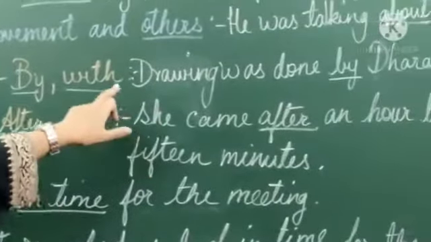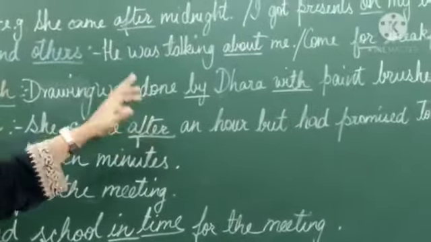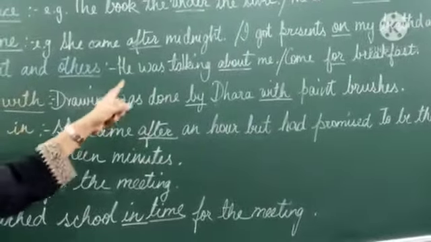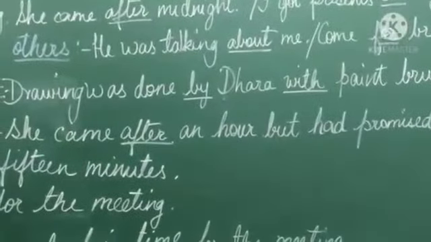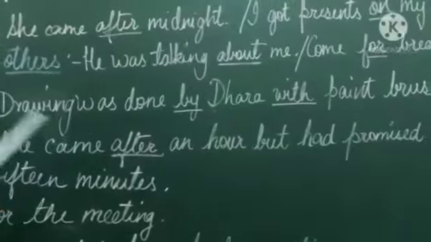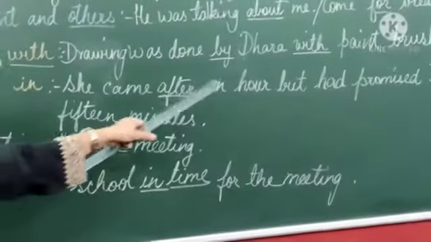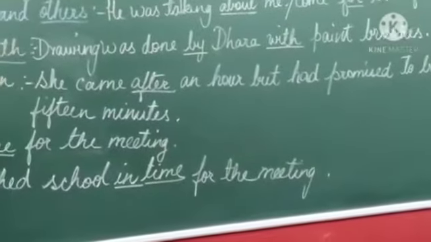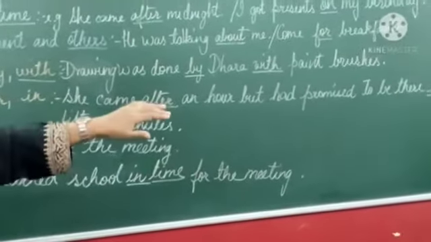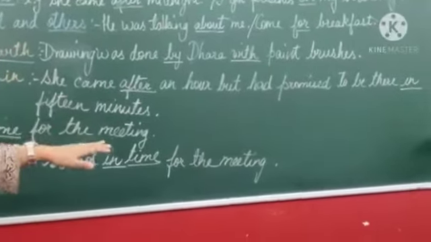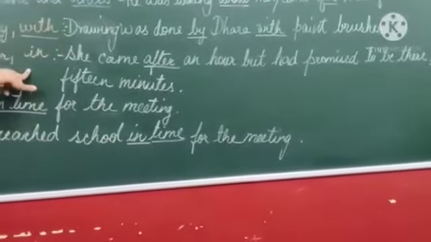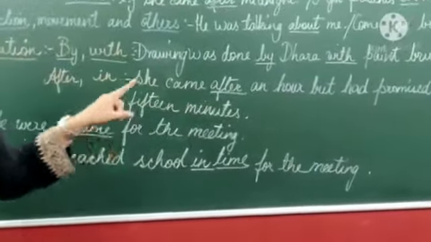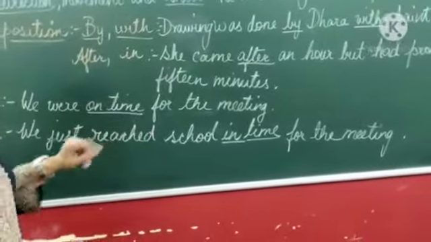Okay. Some are special prepositions when we have words by, with, after, in, and I have given you the examples. Drawing was done by Tara, with paint brushes. So by and with, I have used both the prepositions in one sentence. After, in. She came after an hour, but had promised to be there in 15 minutes. After, be there in 15 minutes. So I have used again both these words, which are prepositions, based on how they are used in the sentence.